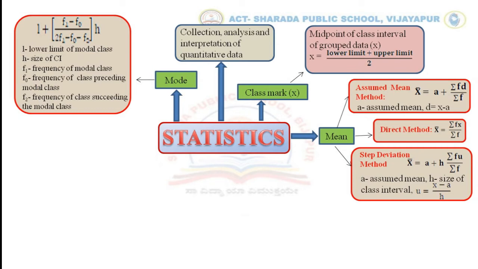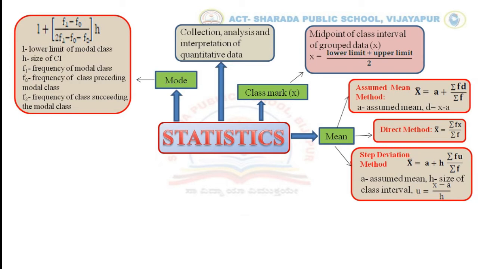into H, where L is the lower limit of the modal class, H is size of class interval, F1 is frequency of modal class, F0 is frequency of the class preceding the modal class, that is which comes before the modal class. Then F2 is the frequency of the class succeeding the modal class, that is the class interval which is after the modal class. In this way, we can calculate the mode of given grouped data.